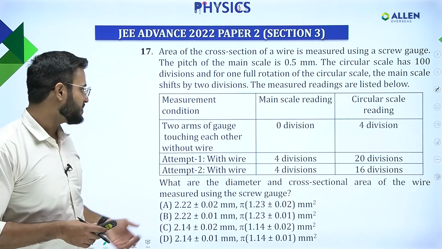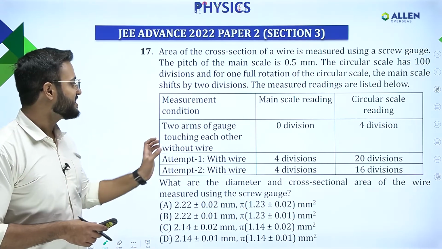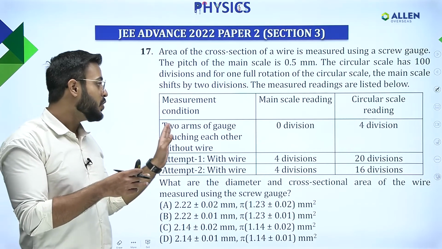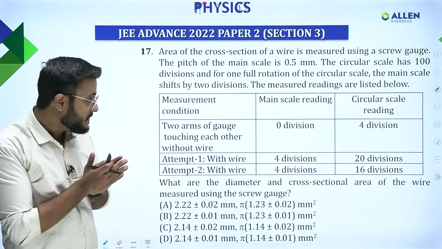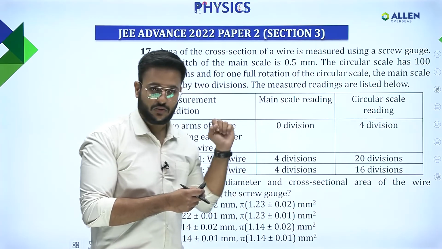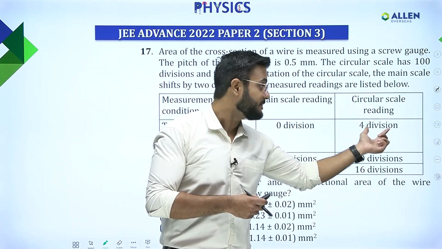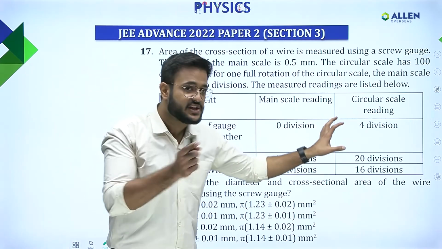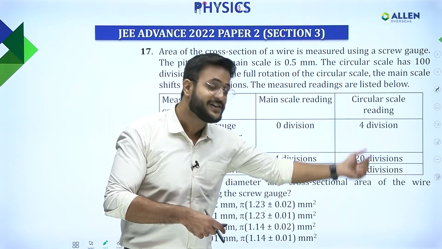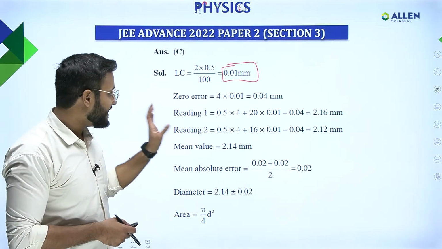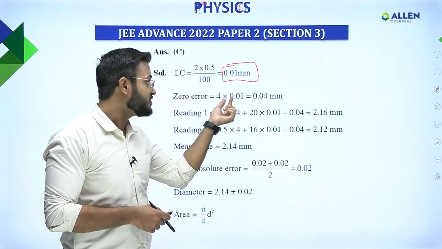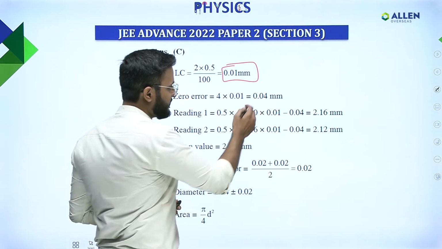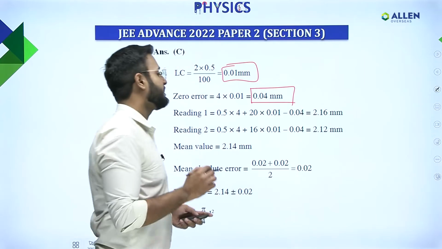Two arms of the gauge touching each other without wire. So if there is no wire, and the two arms of the gauge are touching each other, then the main scale reading is 0, and the circular scale reading is 4 divisions. So what we can conclude from here is that there is a zero error. And what would be the value of the zero error? In this case the value of the zero error will be nothing but 4 times 0.01. 0.01 is what? Least count. So this is the zero error over here. Very nice.